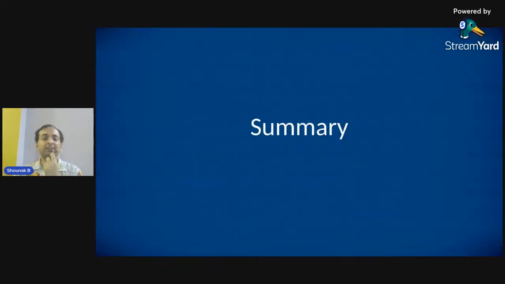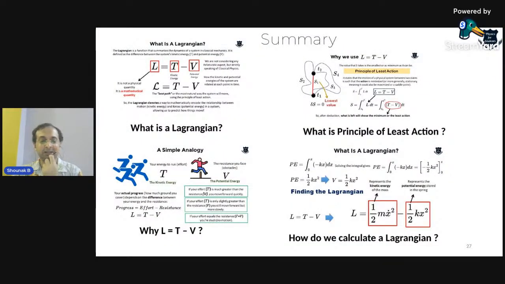Here is a quick summary of what we have learned till now. We are not done yet. We learned what a Lagrangian is. It is a mathematical entity, nothing physical. I compared that with an analogy: if you're running a race, your kinetic energy, that is the total energy, minus the resistance, gives ultimately where you land up. It uses the principle of least action, which means basically the particle will use the least possible action.